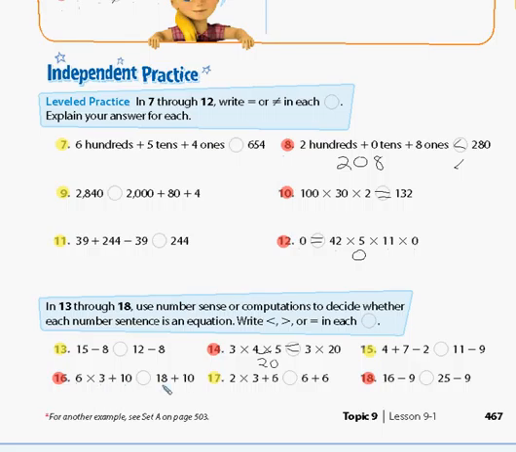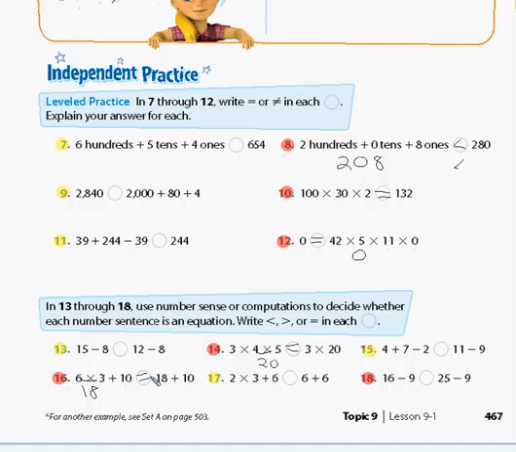Okay, and 18 plus 10. I'll do this part of the equation. 6 times 3 is 18. So basically 18 plus 10 is going to be the same as 18 plus 10. That's equal.